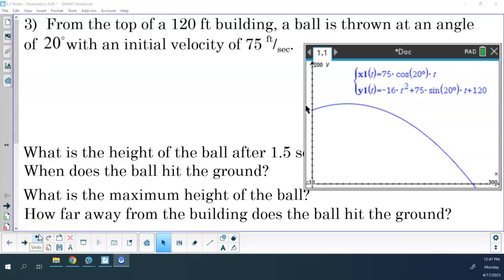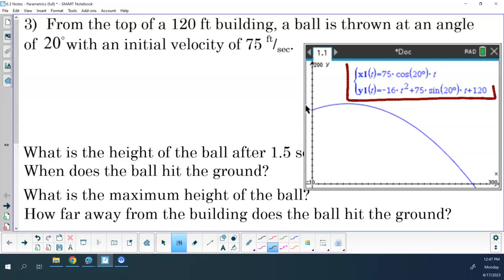All right, so this problem is in your notes packet. From the top of a 120-foot building, a ball is going to be thrown at an angle of 20 degrees with an initial velocity of 75 feet per second. So this would be the parametric equation that we would use for this, and there's the graph of it. From that, we're going to ask these 4 questions.